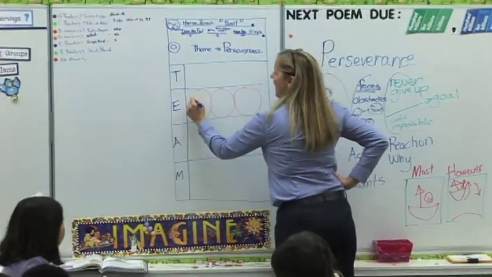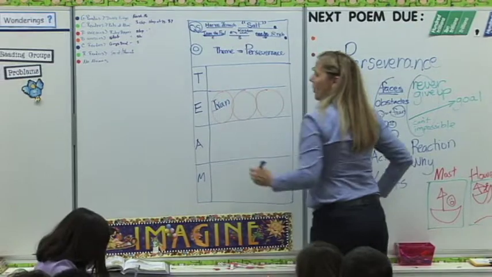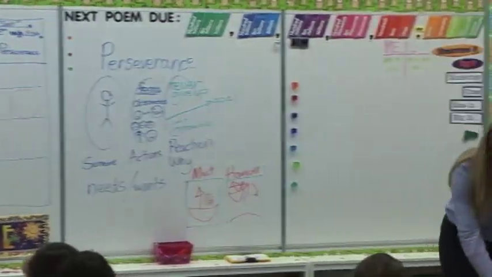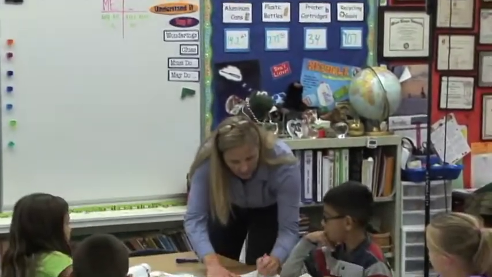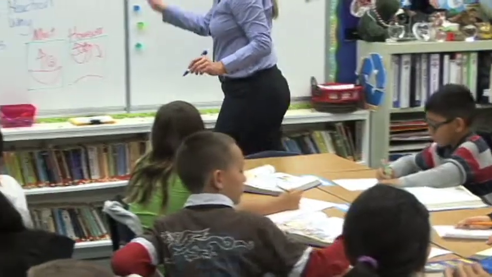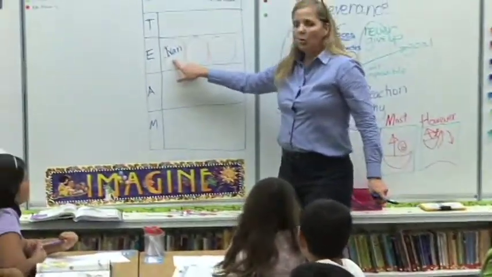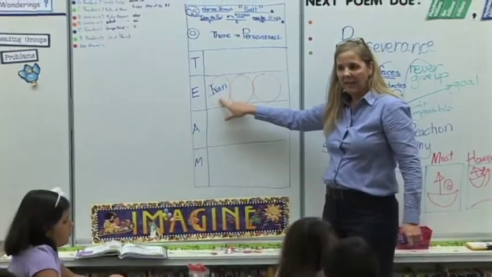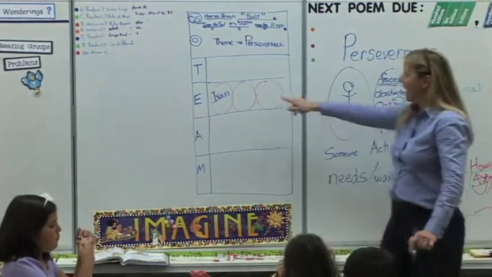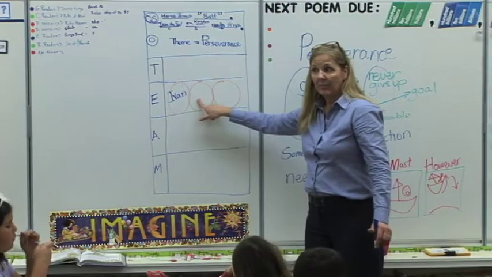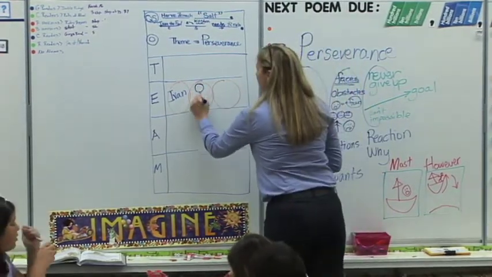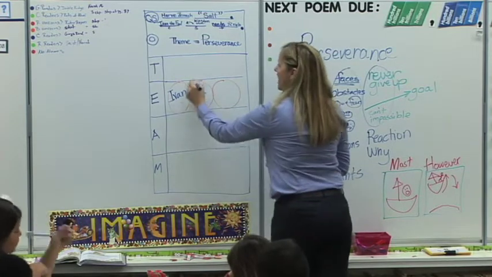Put Ivan in the first circle. Who, my friends? Who was showing perseverance in that passage? Ivan. What obstacle did he face? Fear. The giant. Fear of what? The giant. So let's put the giant here. Let's put the big giant. Ivan had to face a giant.